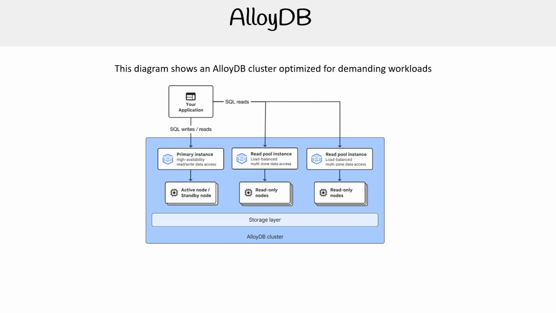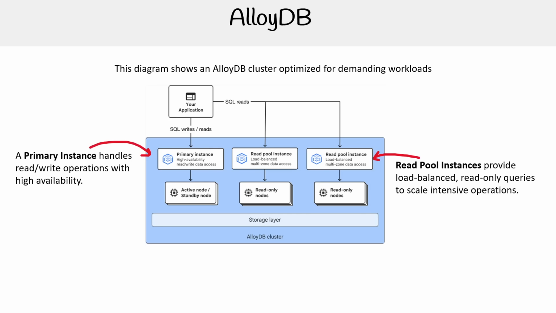So let's take a look at this diagram, which shows a bit about how these things are connected. It's pretty straightforward, but the idea here is that you have your primary instance, and then here we have our read pool, and then down below we have a storage layer, which is shared, which is going to give us consistent and durable data across the cluster.